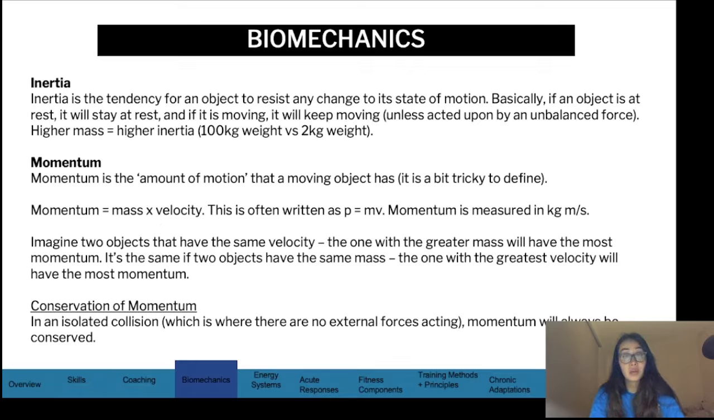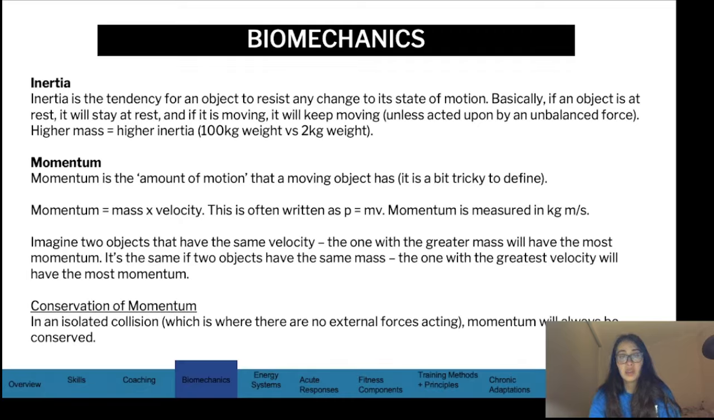Momentum is the amount of motion that a moving object has, and it's quite tricky to define. Using this definition is fine. You do have to know this formula though: momentum is equal to mass times velocity, and this is written as P equals m times v. Recall that velocity is displacement over time, whereas speed is distance over time. Momentum is measured in kilogram meters per second.